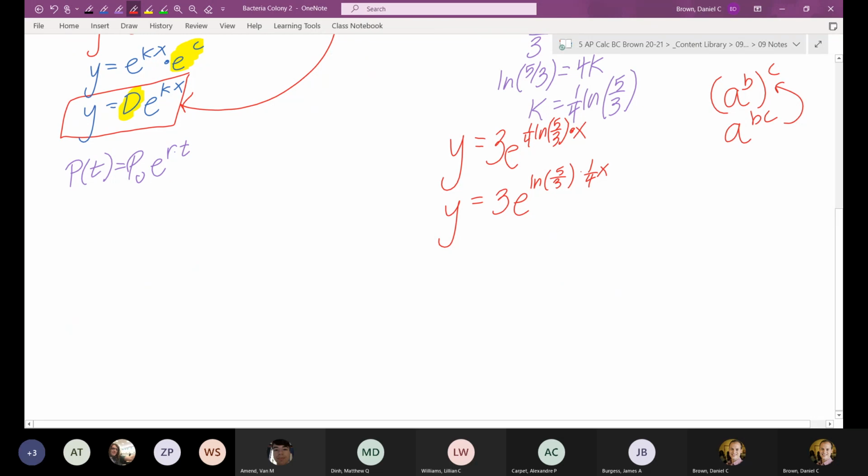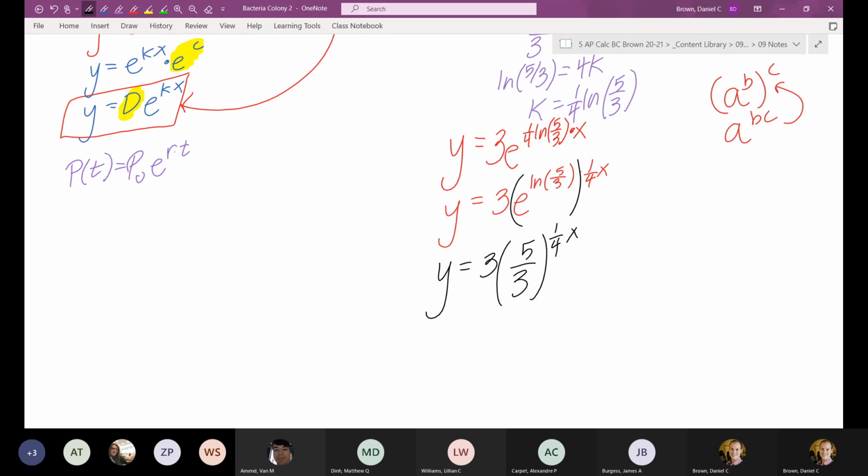Those exponents are all multiplied, so I'm just going to think about grouping that piece together. Well, what is e to the natural log of 5/3 going to give you? Just 5/3. So your final equation would just be y is equal to 3 of 5/3 to the 1/4 of x, which looks very much like an exponential growth problem. We know it's a growth problem because 5/3 is bigger than 1.